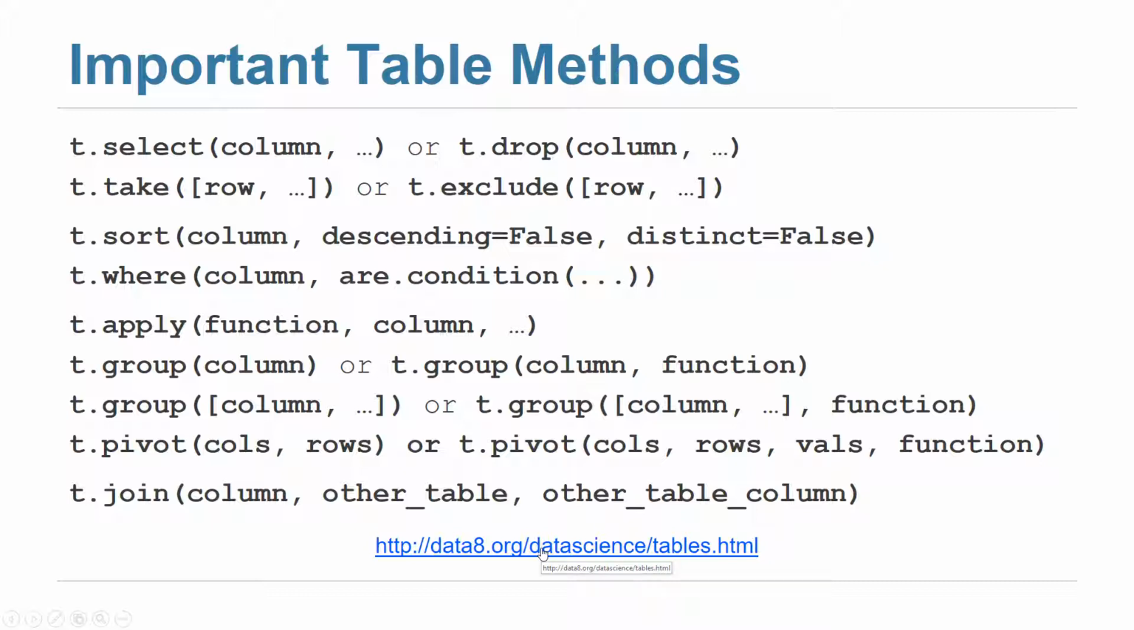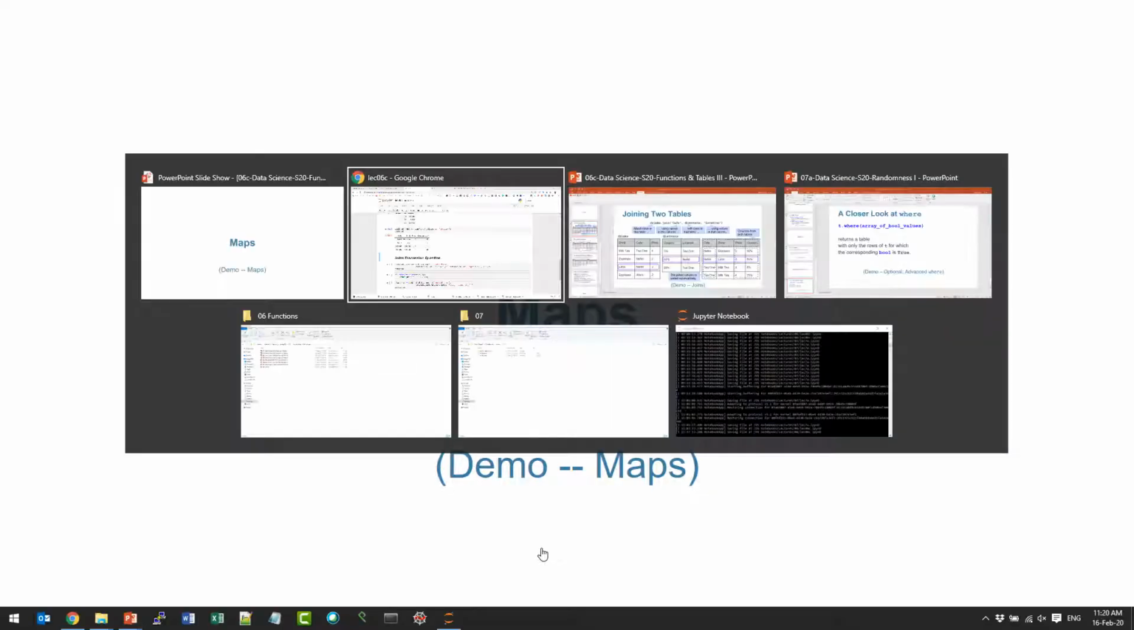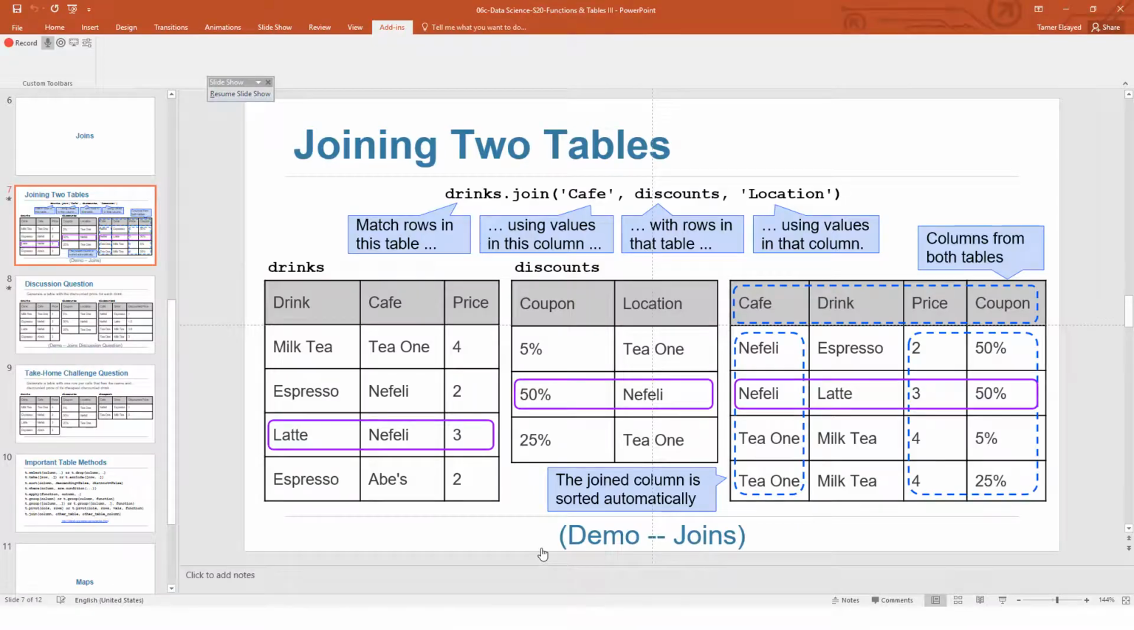The last thing that we want to cover in this part of the sixth session is maps. And maps is a very nice visualization tool in which we can show on a map the position of places, the location of places on the map. So let's see a demo on that.